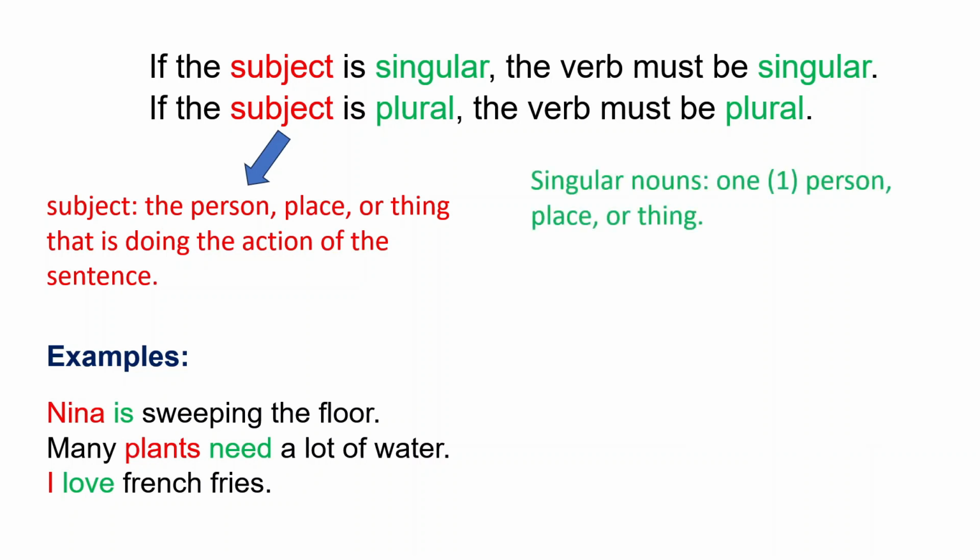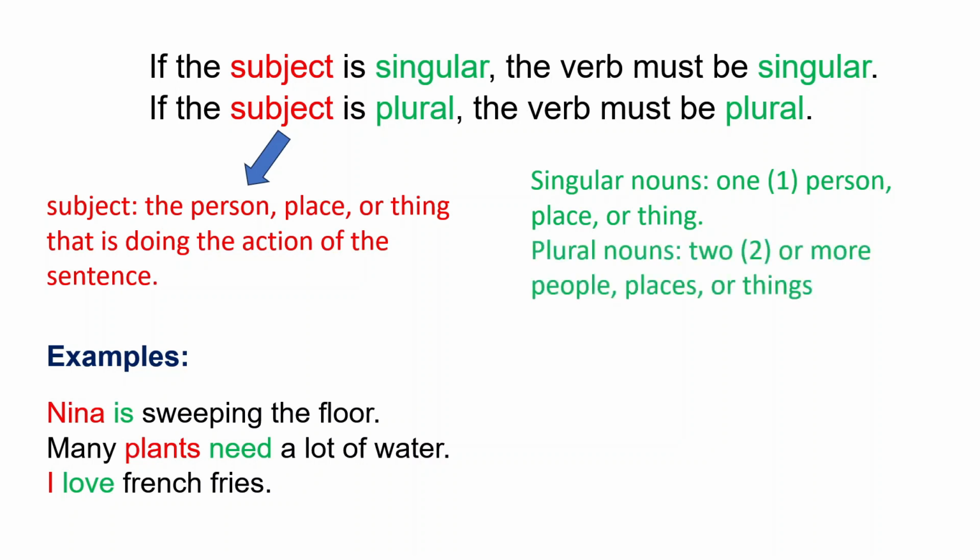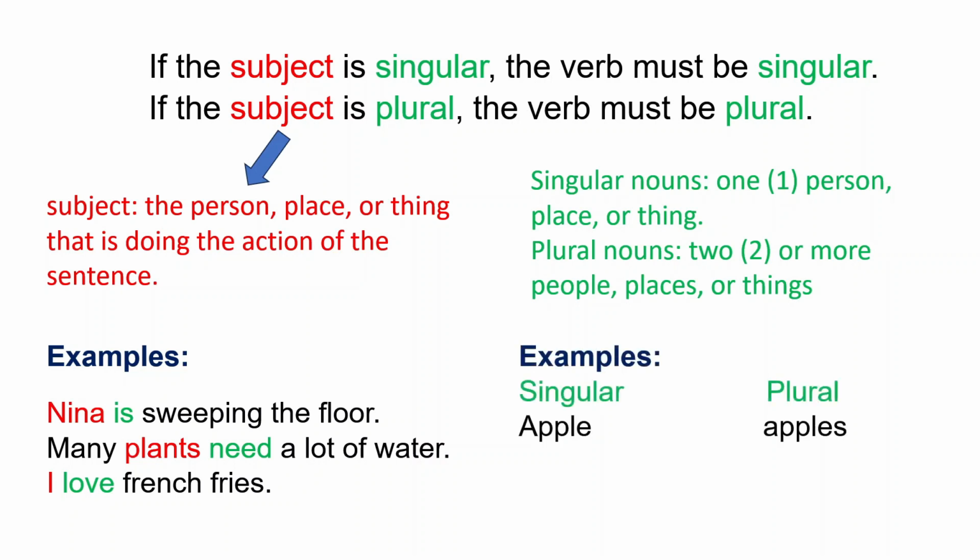Singular nouns: one person, place, or thing. And plural nouns refer to two or more people, places, or things. Examples: apple, apples. One book, two books. One animal, five animals.